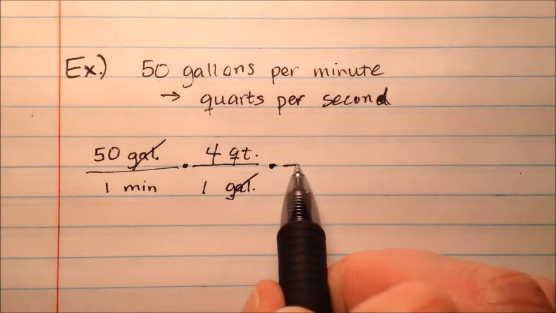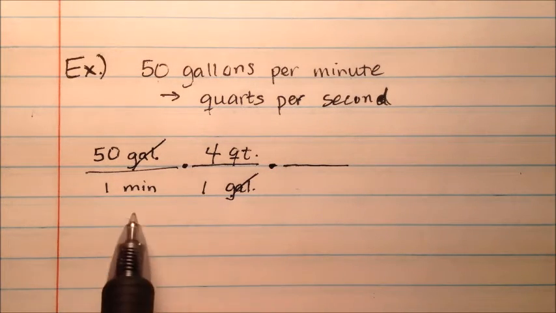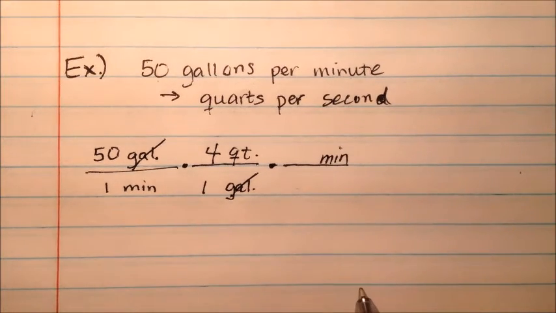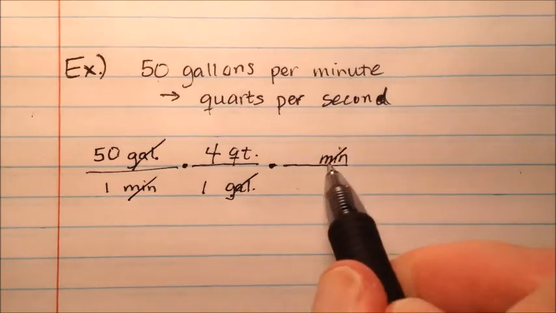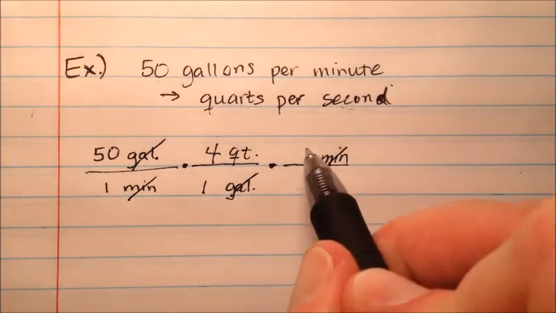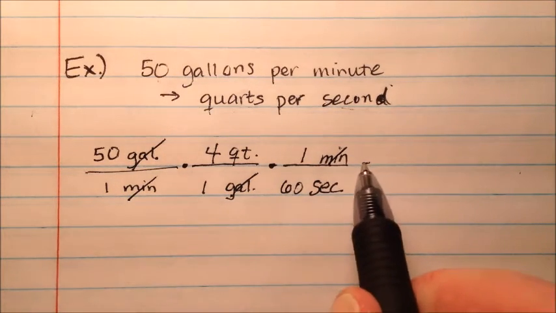And the last one, let's go from minutes to seconds. What's the relationship here? I have minutes on top, and I need to cancel them, so my minutes go on the bottom of the multiplier, and then I can have my seconds on top. So 1 minute is the same as 60 seconds.